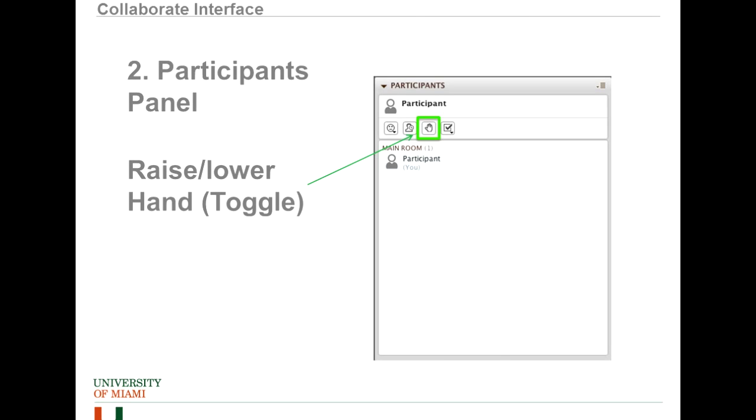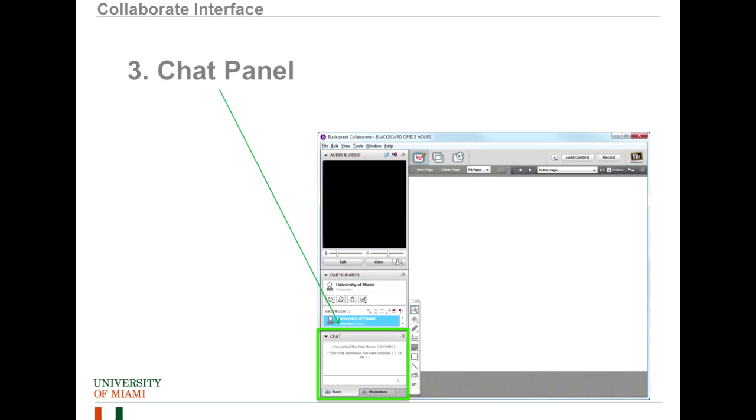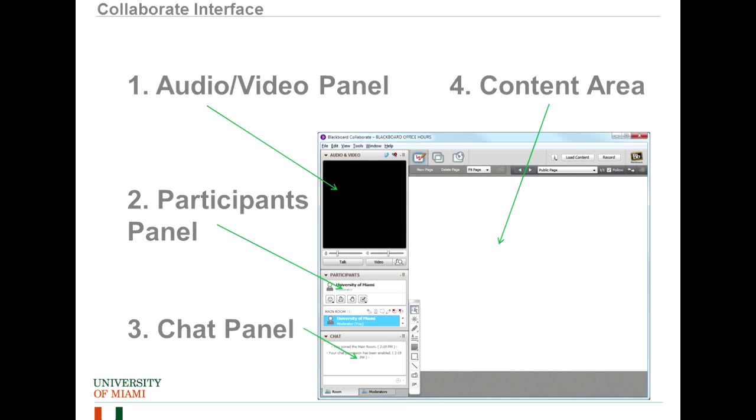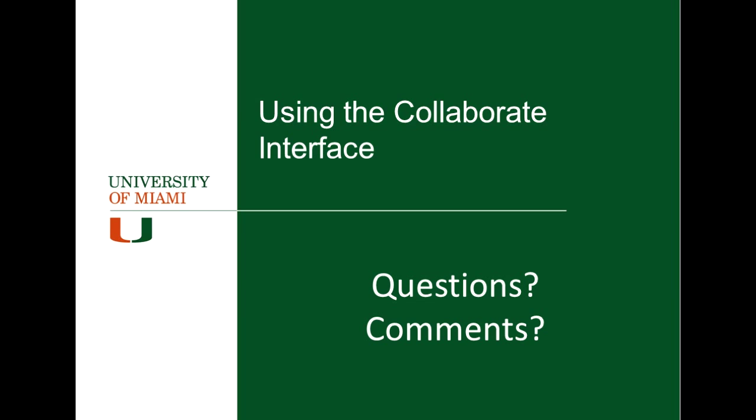Then we have sliders for both the microphone and audio volumes. And then in the participants panel, a couple of quick things: emoticons, toggle for away status, raising hand, and polling buttons, and then the list of participants. And in the chat panel, you have your text here. You chat there. Then in the content area, we have the whiteboard, application sharing, and web tour tools. And that about wraps up using the Collaborate interface.